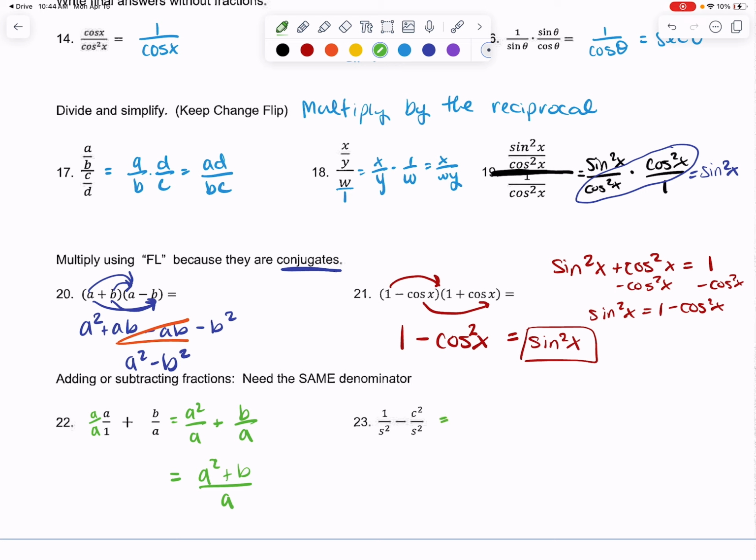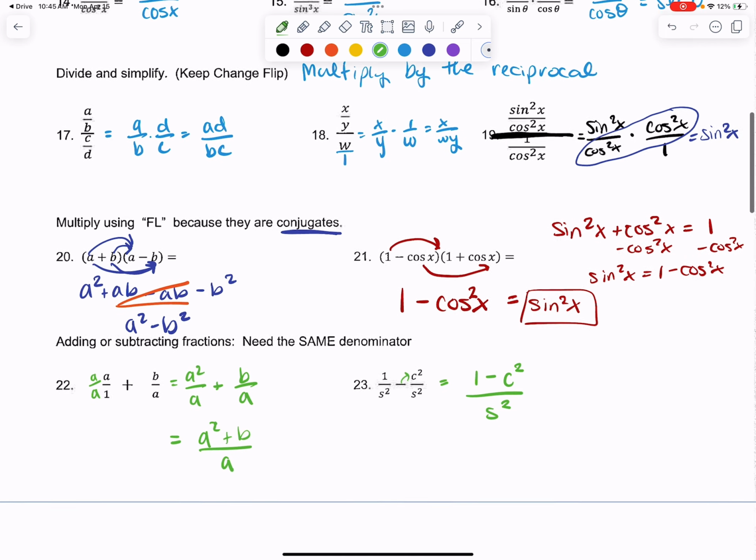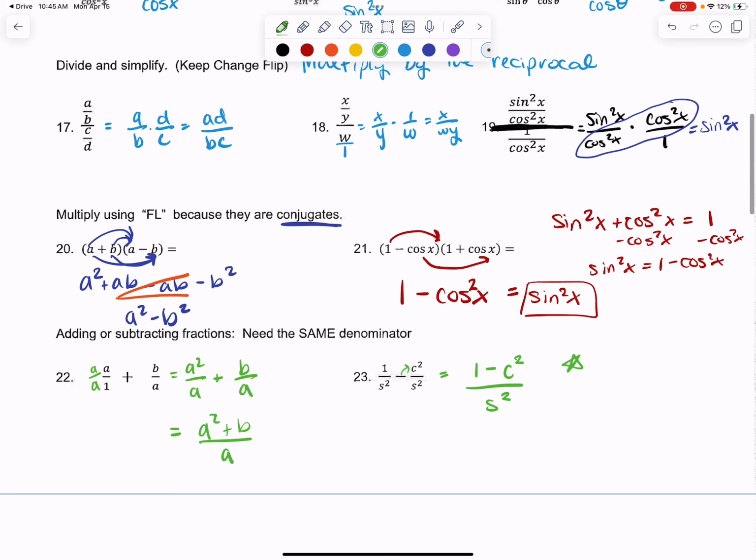Let's do it again. Here I already have a common denominator, s squared. So I can simply distribute the negative to the entire right side. This is only one term, so I only have to make it minus c squared, but if it was c squared plus 7, I would have to distribute that negative to the c squared and the positive 7, making it negative c squared minus 7. So just be really careful with distributing your negatives. Reminder to self, distribute negative to entire second numerator.